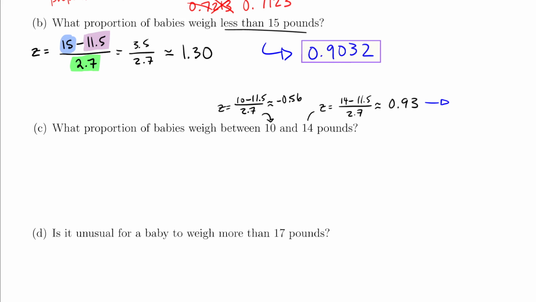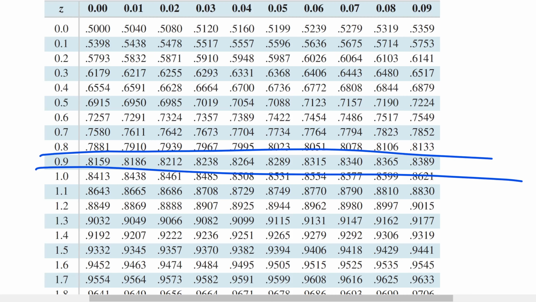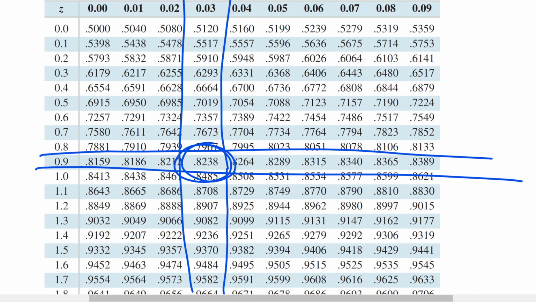Now for 0.93, let's look and find that in the chart. Here's my row for 0.9. Let's cross that with the 0.003. So the amount of area enclosed before the 0.93 is 82.83. We'll write that down. Excuse me, 0.8238. I misspoke earlier.